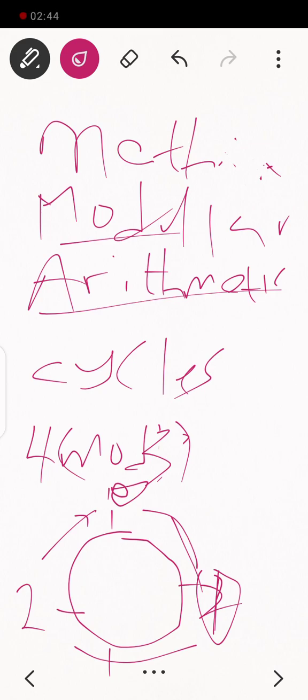I hope you see what I did. You count 1, 2, 3, 4, you are getting 1. So this simply means 4 in mod 3 is actually going to be 1.